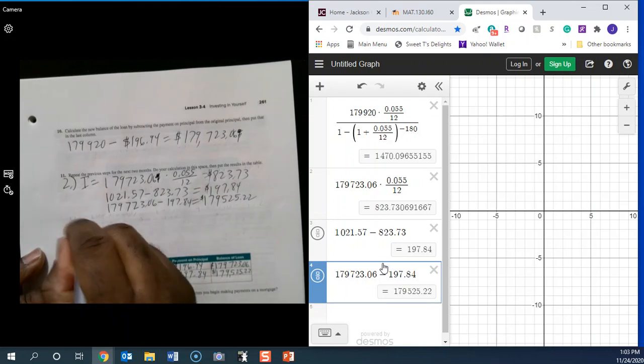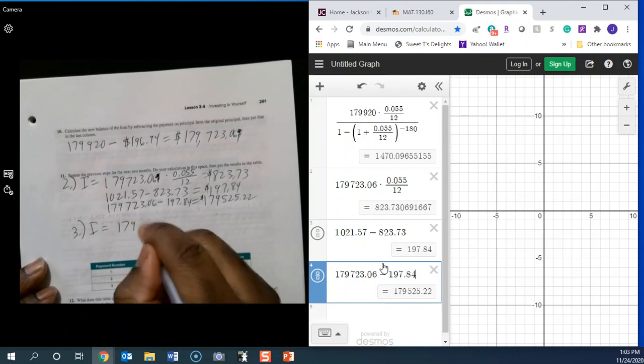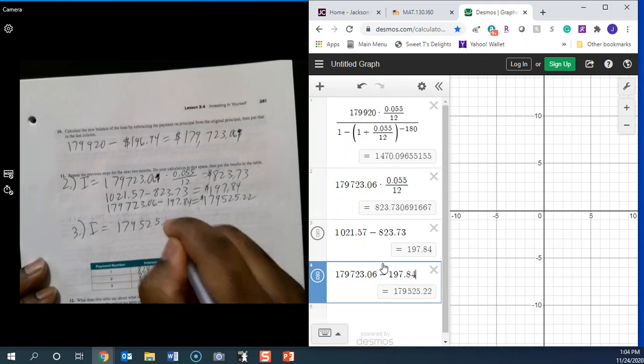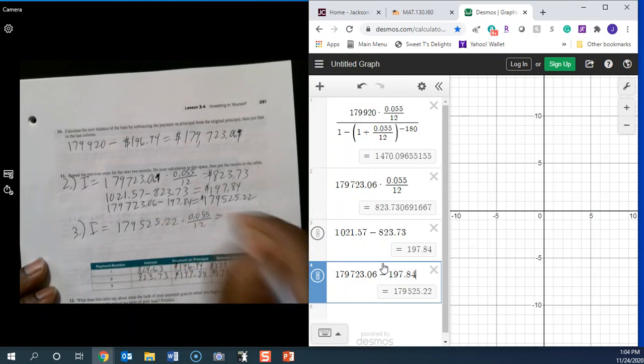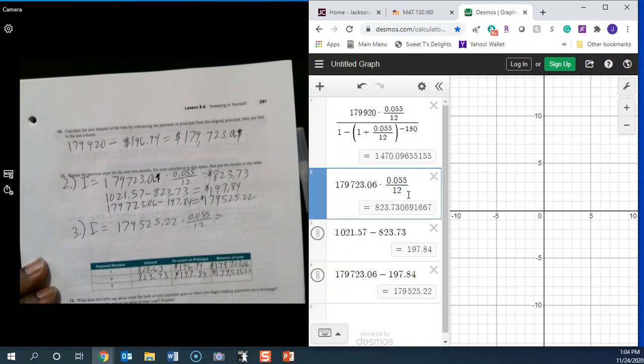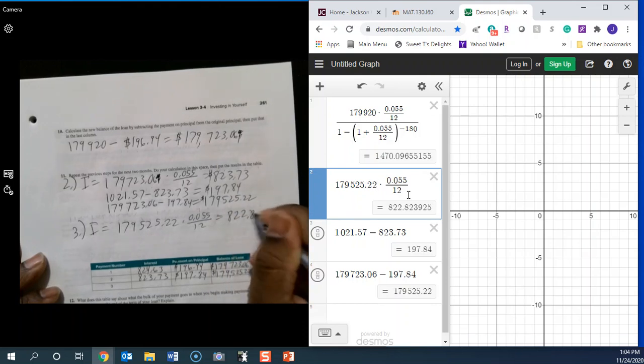So now we would go to month 3. Interest is equal to 179,525.22 times 0.055 over 12. So we could just come up here and just make some changes here. That's why I love Desmos. So you don't have to reinvent the wheel. 525.22. Okay, so our monthly interest would be $822.82.